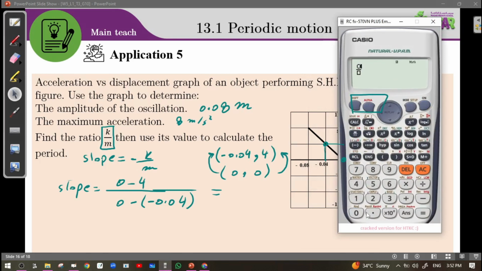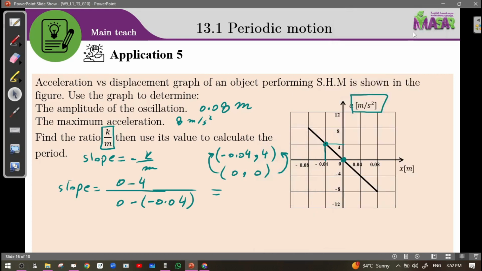So 0 minus 4 over 0 minus 0.04, and the answer is minus 100. Now, what does the minus 100 represent? The minus 100 represents the value of minus K over M, equal to minus 100. However, we are looking for K over M, not the minus K over M. This is why we just multiply both sides by minus 1 to get the K over M.